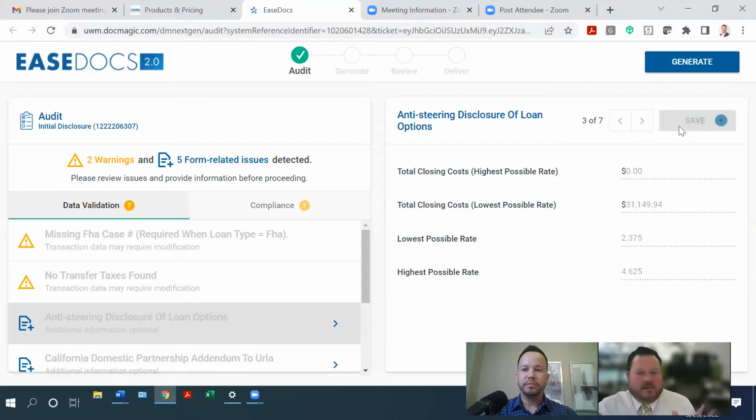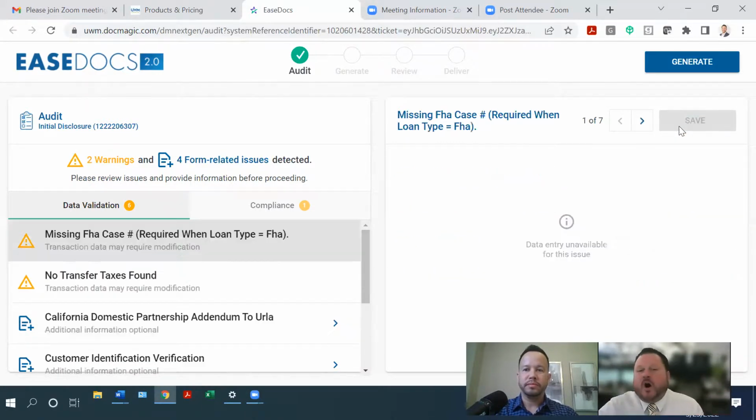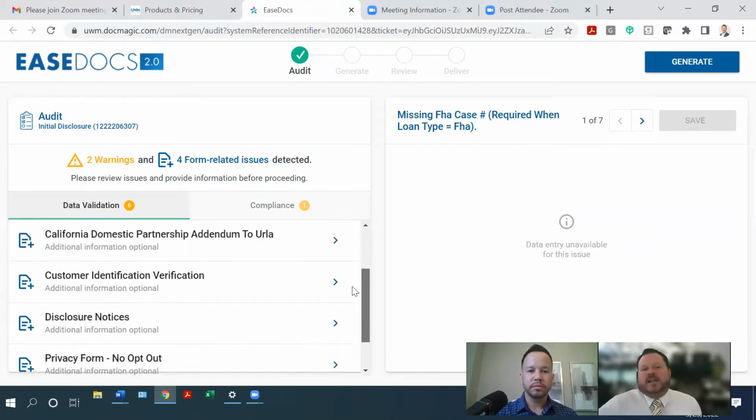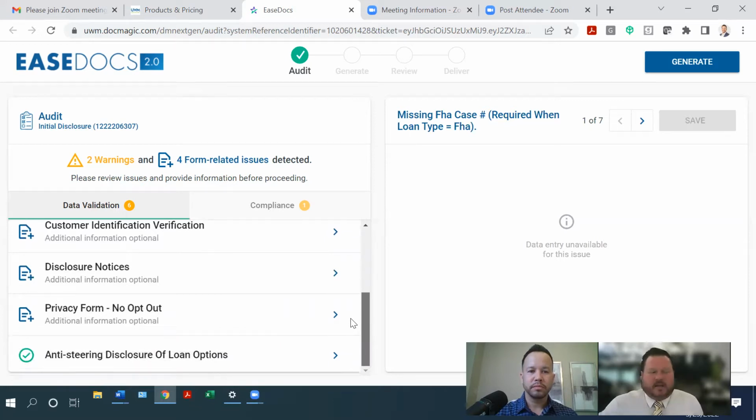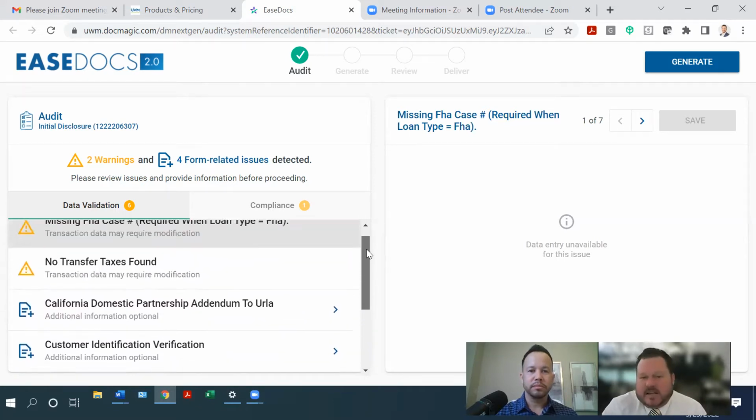Now that's all it took. This will auto generate in your e-sign package, which will be signed by your borrower. You'll never ever see this condition again. It's almost the same as the customer identification, which you see there. And if you're very diligent and scroll through this left side and fill in as much information as possible up front, it's less work that you're going to have on the back. But that's it. It's as easy as that.